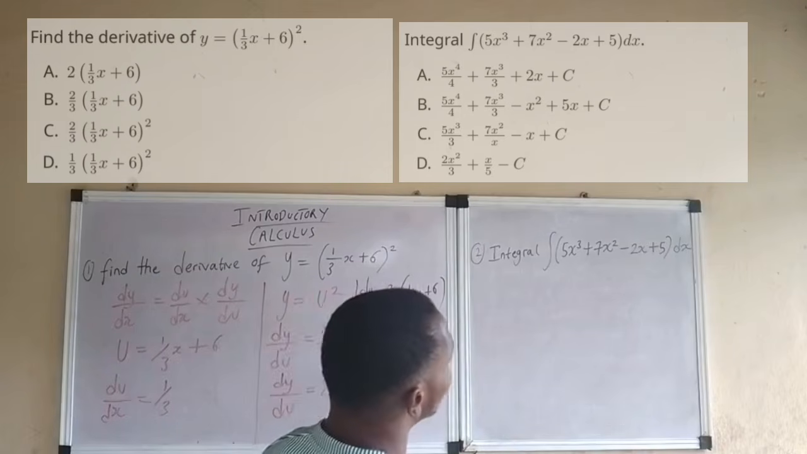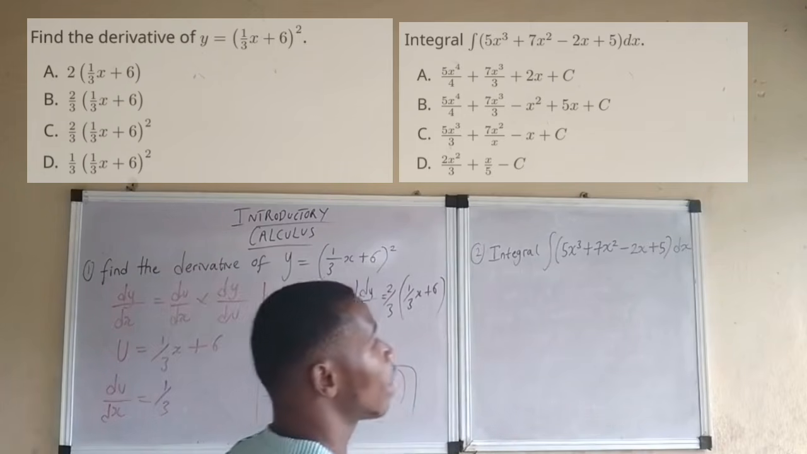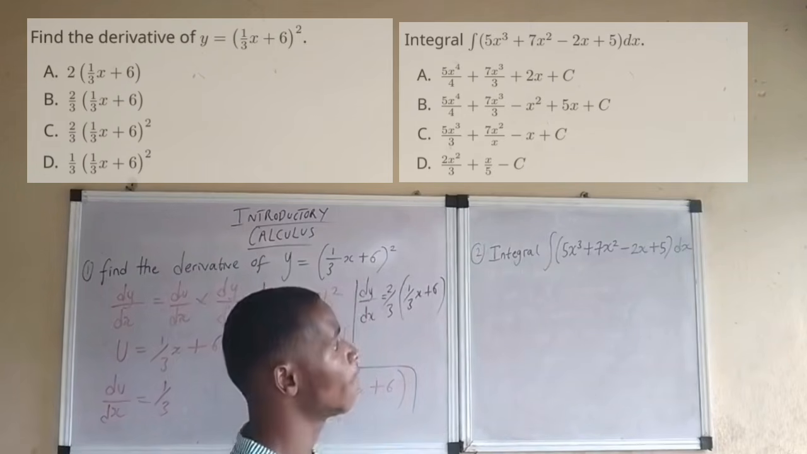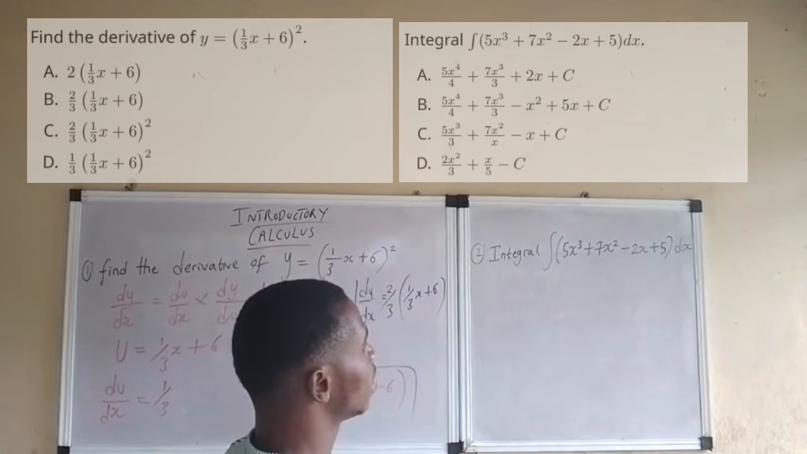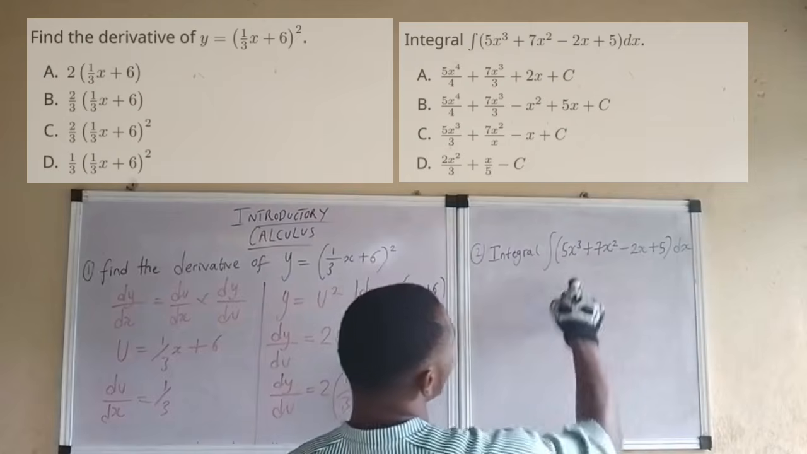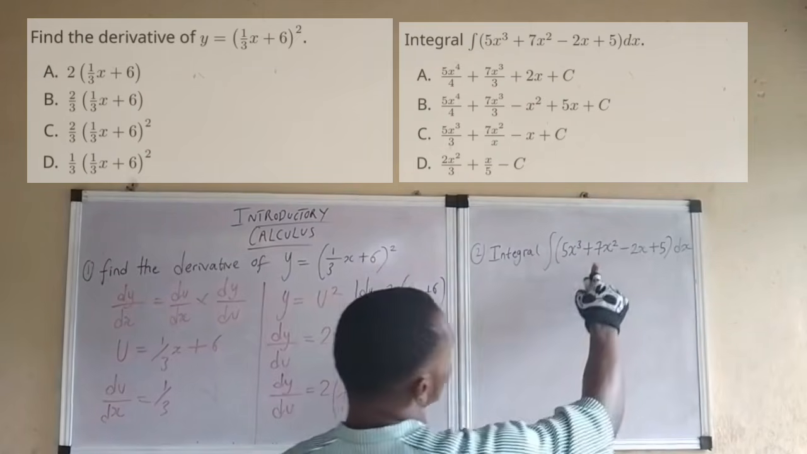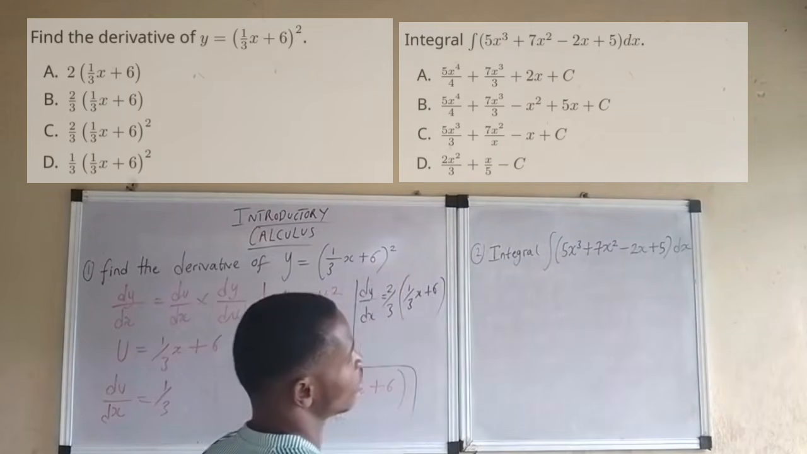Now, to integrate this, we are going to apply the integration formula. You just have to integrate each of the terms singly. Do you understand? So you are going to find the integral of 5x raised to the power 3, the integral of 7x squared, the integral of minus 2x, and the integral of 5.